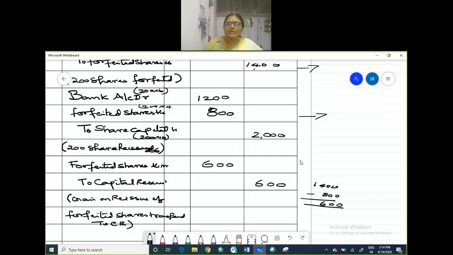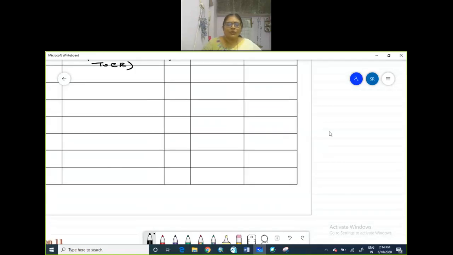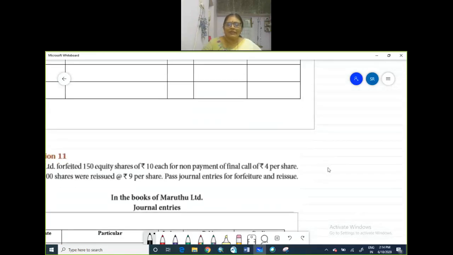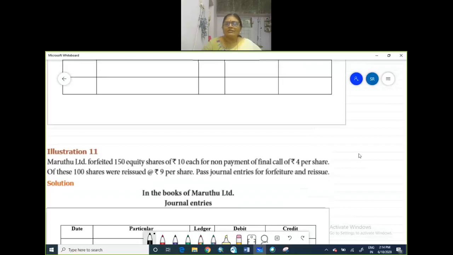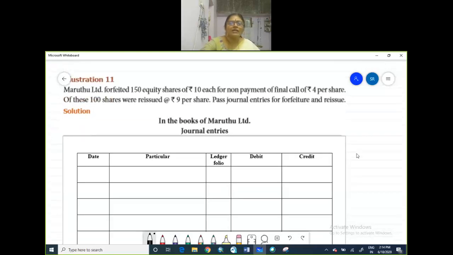I hope you understood this problem. Now let us proceed to the next one. Now I will go on to illustration number 11. That's also a very easy problem where you have a partial reissue. So this problem is all about partial reissue.